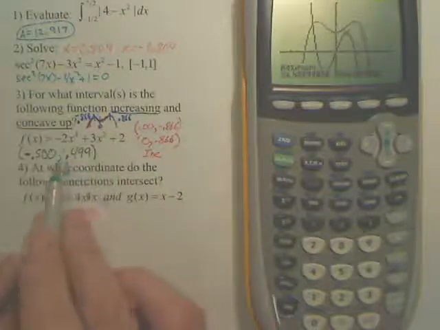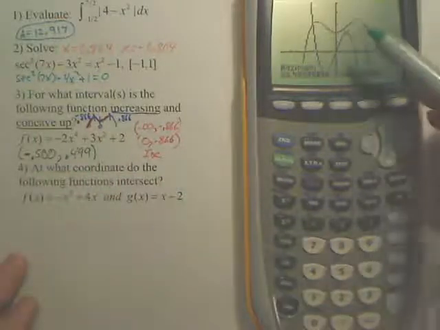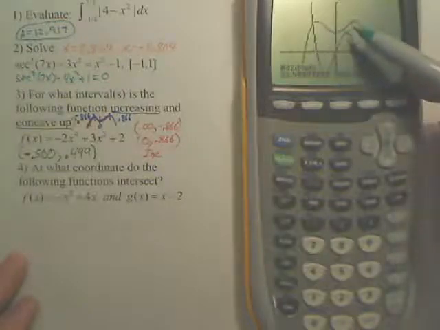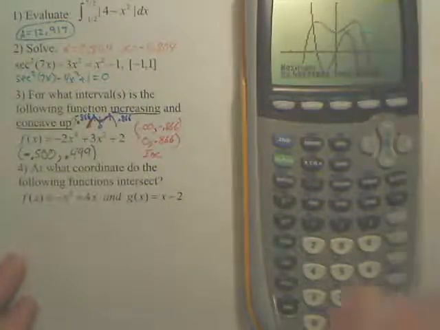Is that the interval for which it's concave up? Yeah. Isn't my graph concave up from there to there? 0.5, negative 1/2 to positive 1/2? Yes.